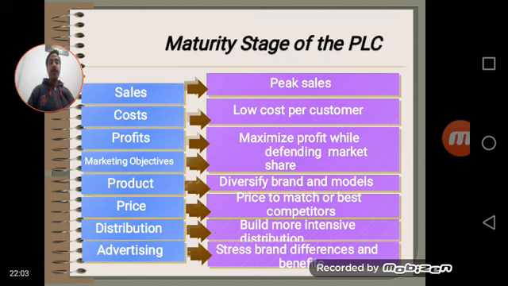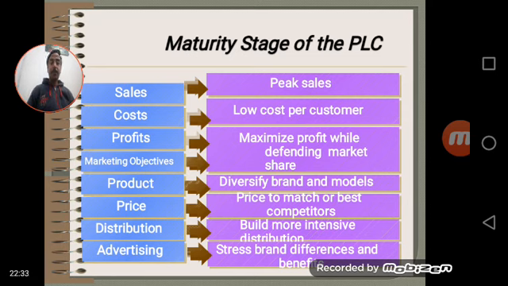So marketing strategy, what will they do? They will diversify the brands and models. Marketing strategy. Okay, so what type of marketing objective will there be? Now they want to expand the business so that the competitor will fail in the market. So they will use innovative types of marketing strategy in this stage.